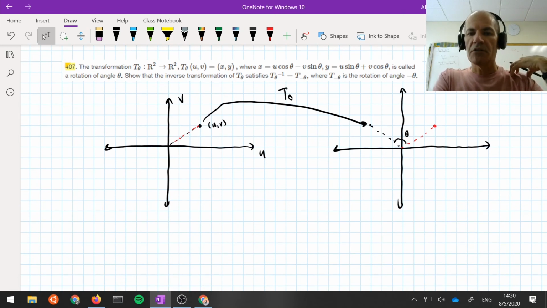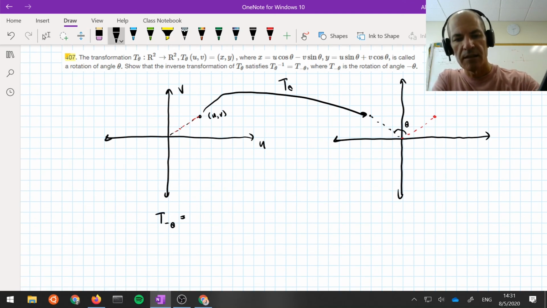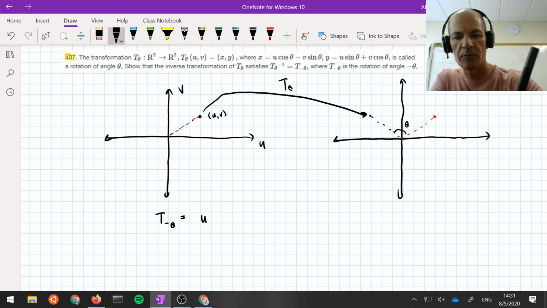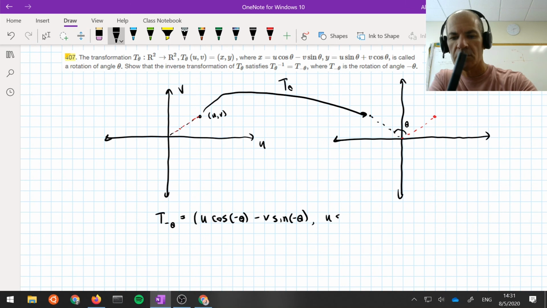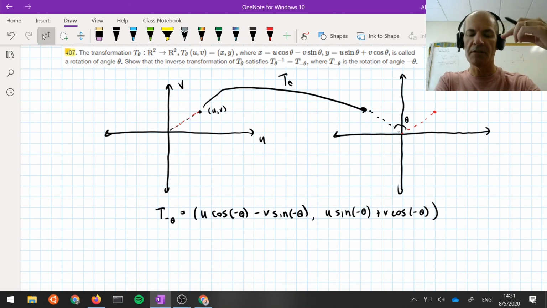All right, so we're asked to show that the inverse transformation of t sub theta is actually t sub minus theta. So this is an exercise in algebra more than anything else. Let's look at t sub minus theta. If we follow the formula up here, it looks like u cosine of minus theta minus v sine of minus theta. So what am I doing here? Everywhere I see a theta in the original formula, I'm replacing it with a minus theta. And u sine of minus theta plus v cosine of minus theta. All right, so that's what t sub minus theta looks like.